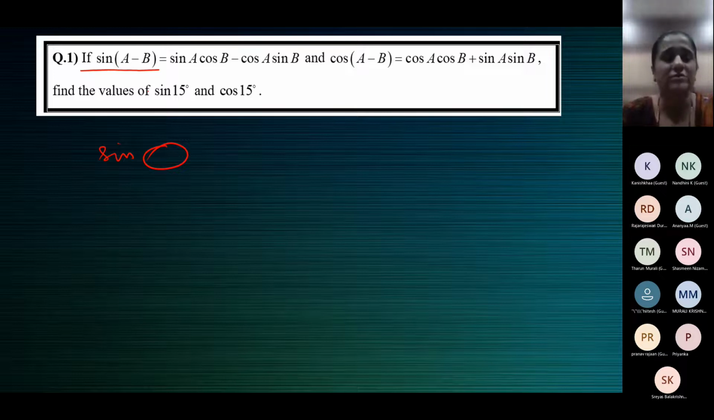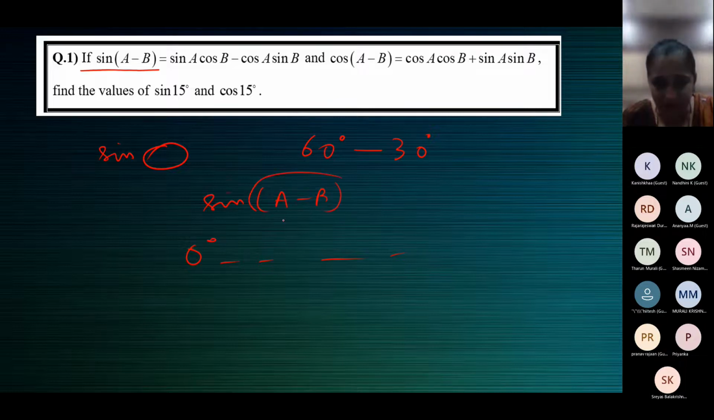So A minus B, so maybe A can be 60 degrees, B 30 degrees. We'll talk only in terms of standard angles. So 60 degrees and 30 degrees. It doesn't mean only these values exist. All values from 0 degrees to anything exist. We are dealing only with these standard angles. So A minus B is the angle.